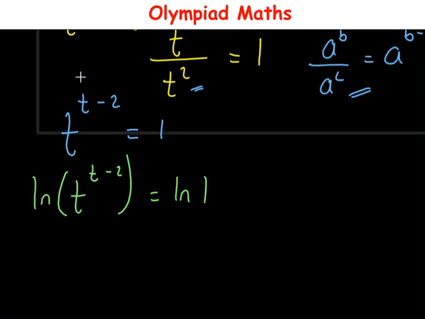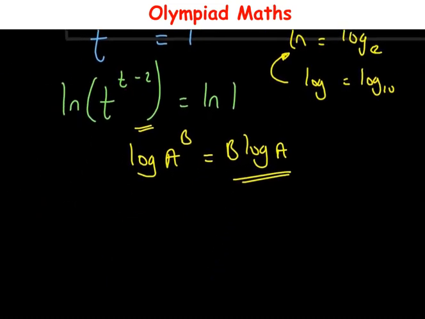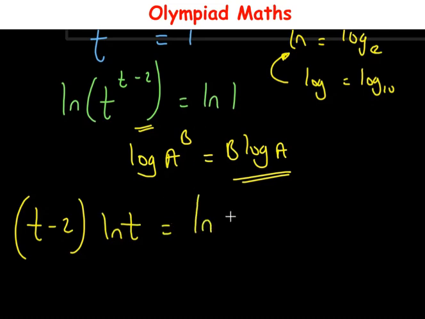Okay, now don't forget that ln is equal to log base e, while logarithm is log base 10. So that means that we can apply the property of logarithm on natural logarithm. So following this rule of logarithm, that if you have logarithm of a raised to power b, this equals b times logarithm of a. Applying this rule right here, what we have is power t minus 2 multiplied by ln t is equal to ln 1.